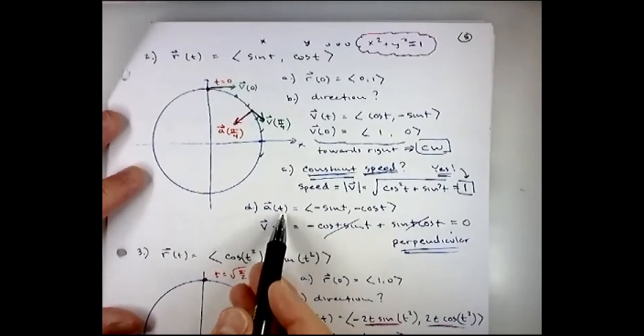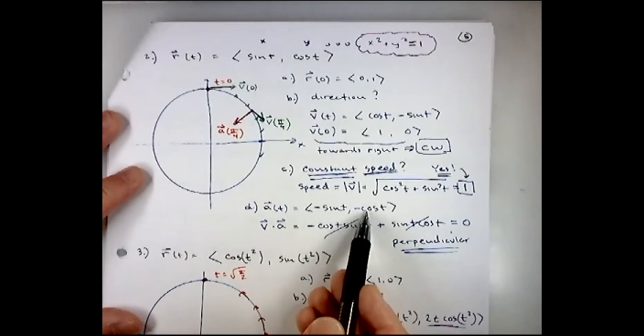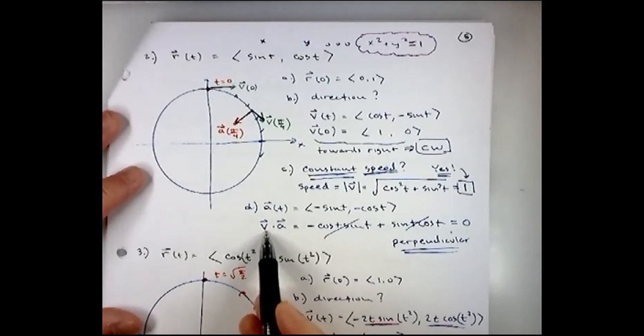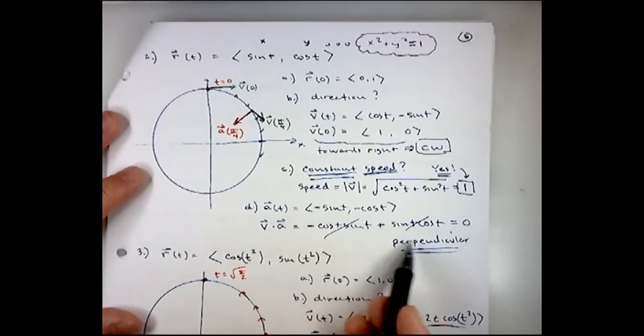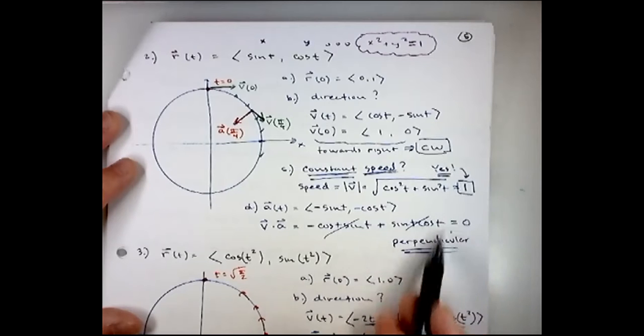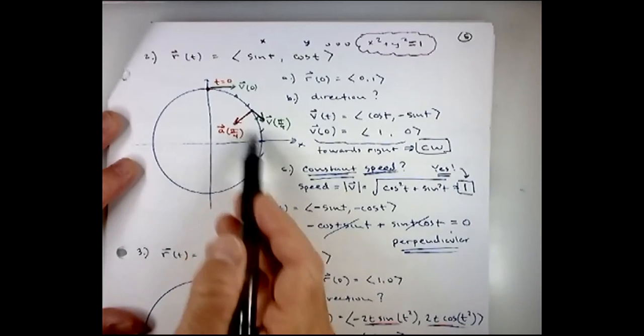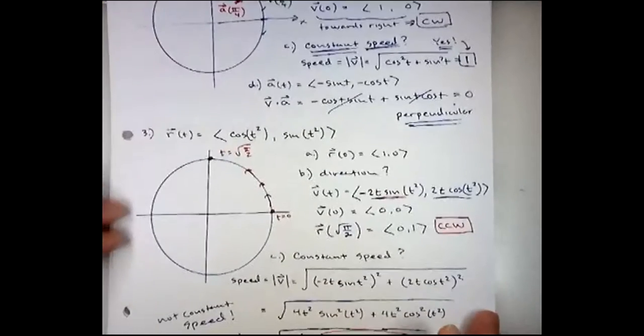And my acceleration vector, the derivative of velocity, dotted with my velocity vector also gives me 0. And so, again, that makes sense. If you're traveling around a circle at a constant speed, your acceleration vector should be pointing inward and it will be perpendicular to your velocity vector. One more circle example.